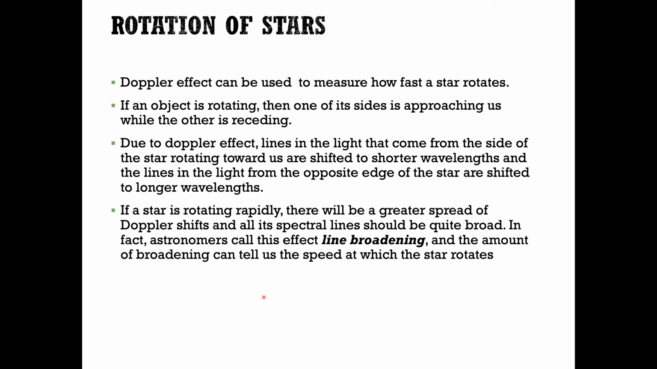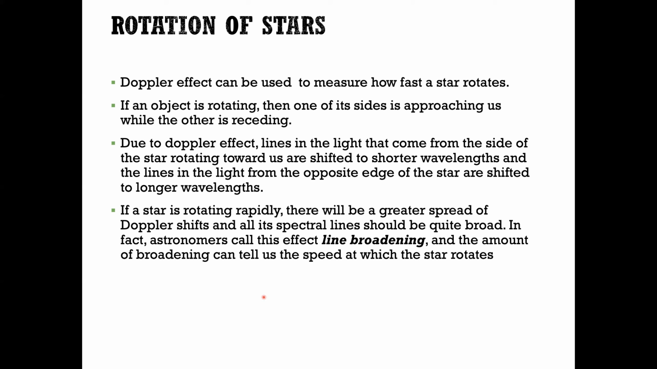And apart from that, when you talk about stellar motion, the stars can rotate themselves as well, right? Now, this rotation of the stars and the rotational speeds can also be measured using the Doppler effect, right? So the Doppler effect can be used to measure how fast the star rotates, right? Now, if you have an object rotating, one of its sides, these stars are very huge objects, right, will be moving away from us and the other side will move towards us, if a star rotates.